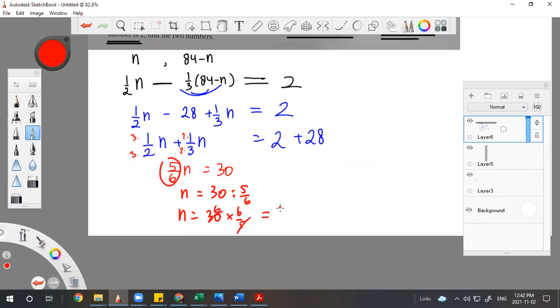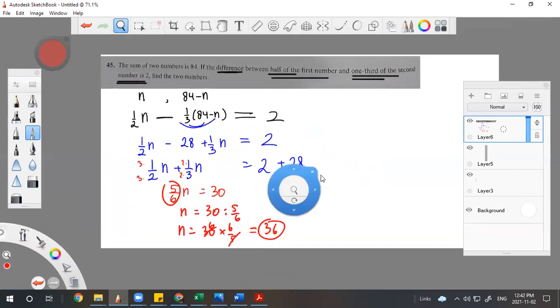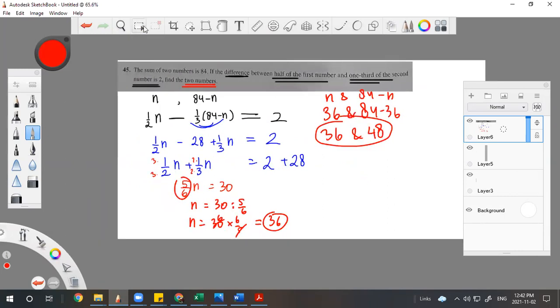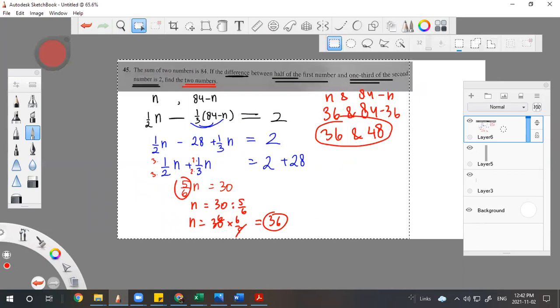The answer is 36. Okay, that's only one number that you will get. So what is the two numbers? Pertanyaannya two numbers. Berarti 36 and 84 minus 36. Sebenarnya kan gitu. Ya. Jadi 36 and 48. Okay, that is your number. 45. Okay, next question.